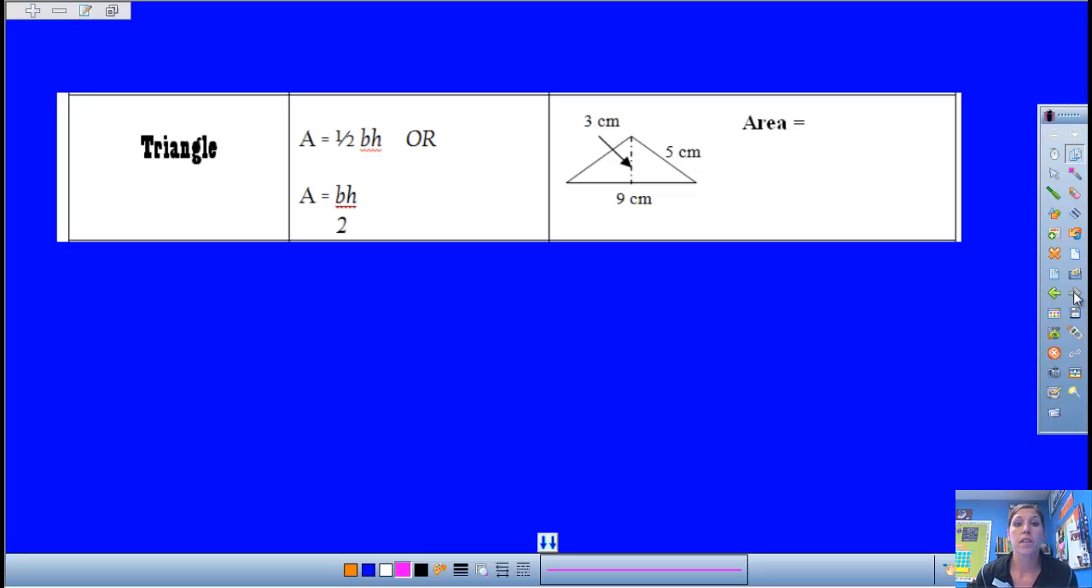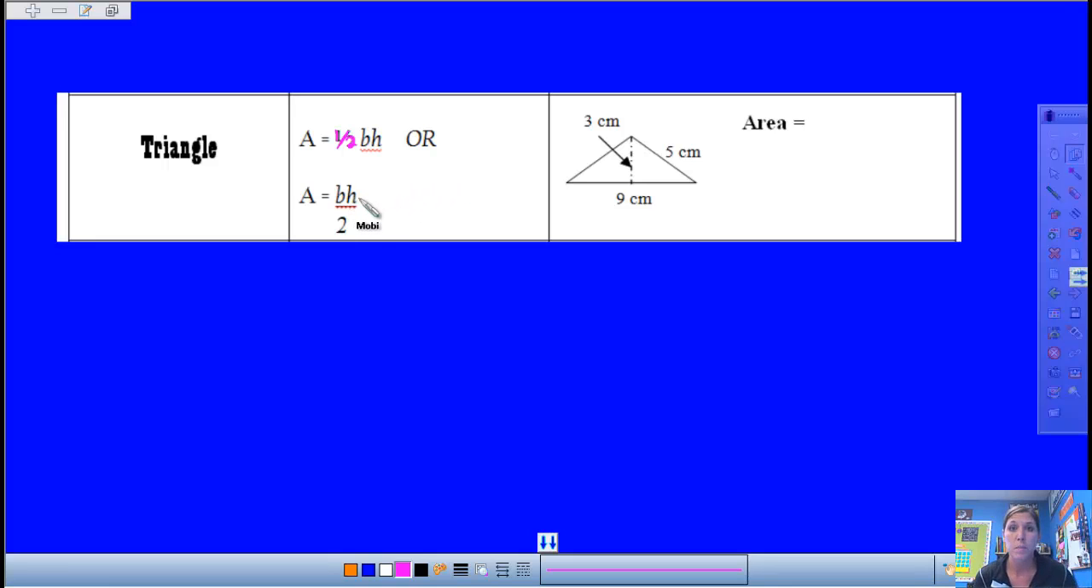Okay, the next one in your chart that you may be familiar with is a triangle. There's 2 ways you can find the area. Both are the same. And this is missing on your area formula. Area here is 1/2. So you'll have to write that 1/2 in on your chart. But it would be 1/2 times the base times the height.